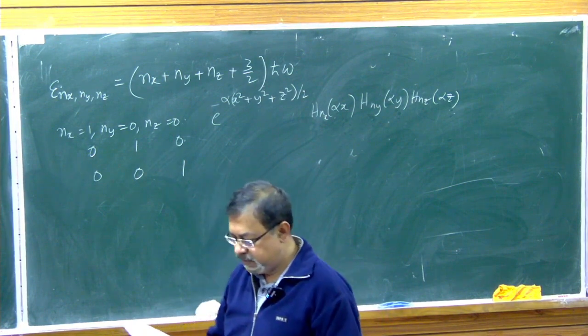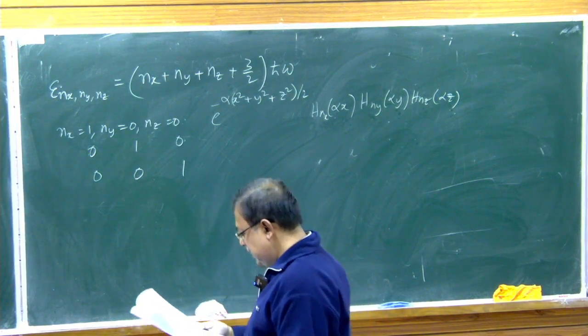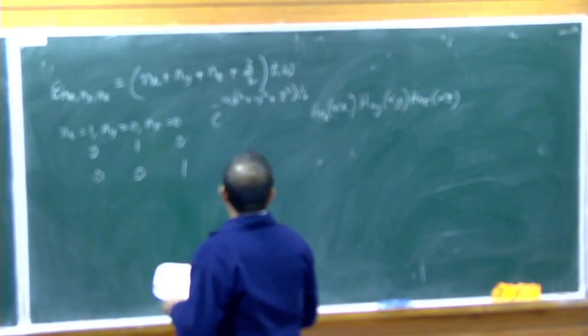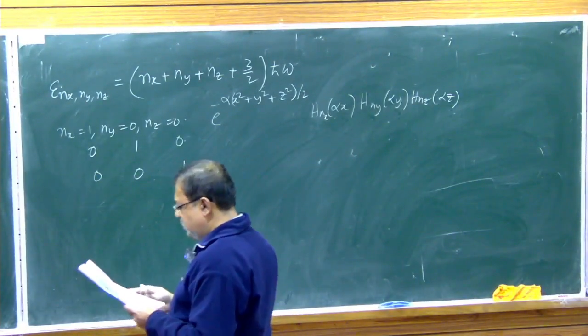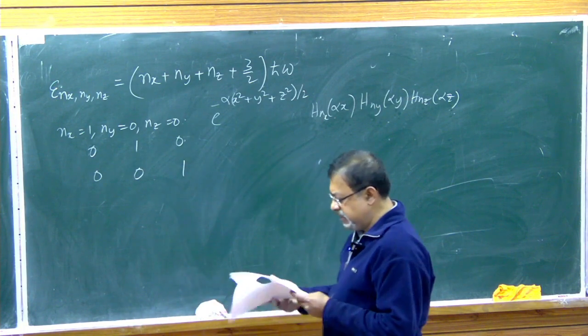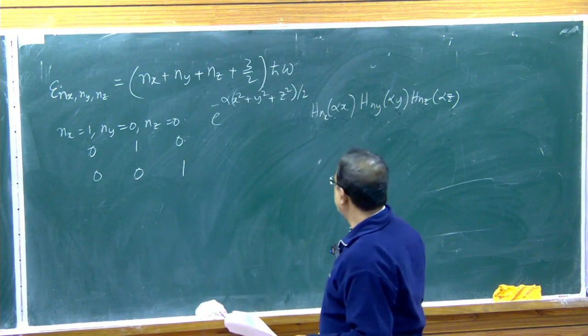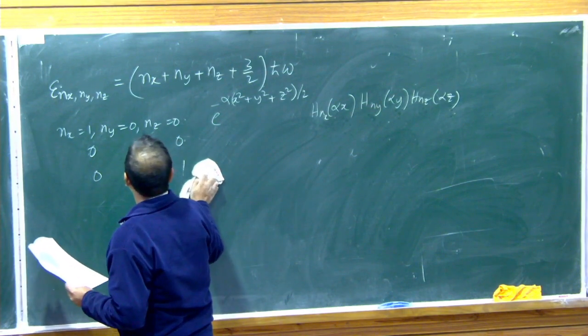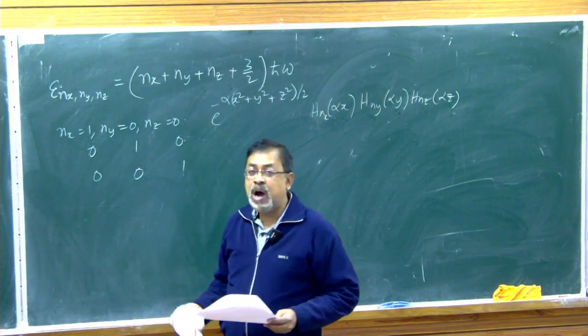Okay, so this is the meaning of the degeneracy. You can actually find out what is the degree of degeneracy, and let us see how to find that, that is, for a given arbitrary n, how do we find the degeneracy.